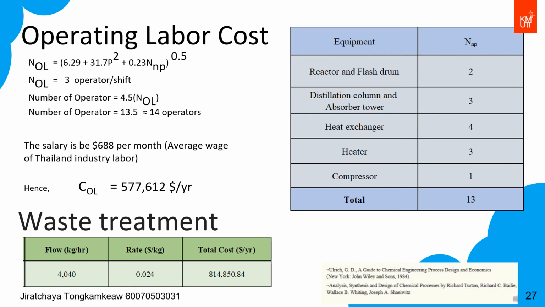The salary was assumed to be $688 per month. The labor cost is $577 per year. The waste treatment cost is about $814 per year.